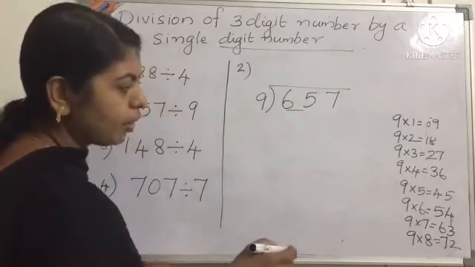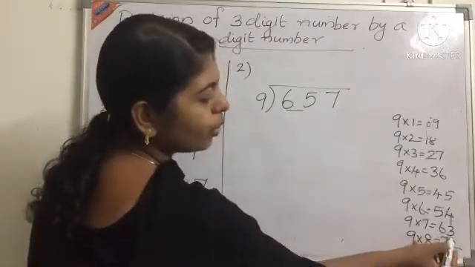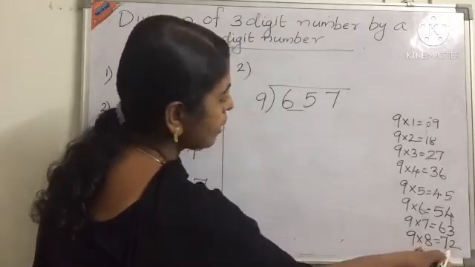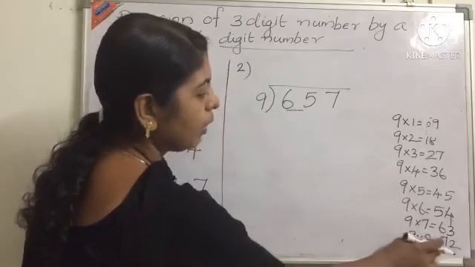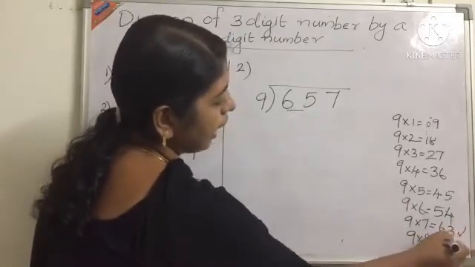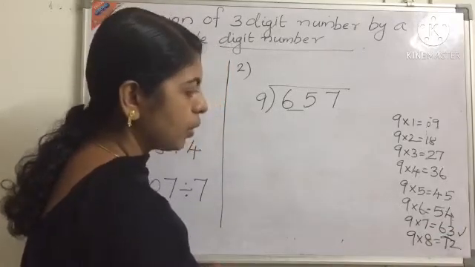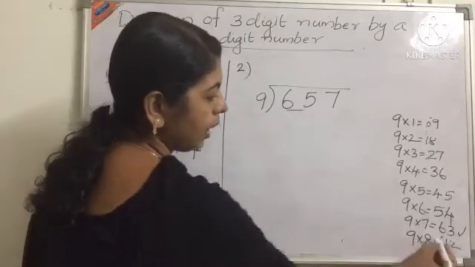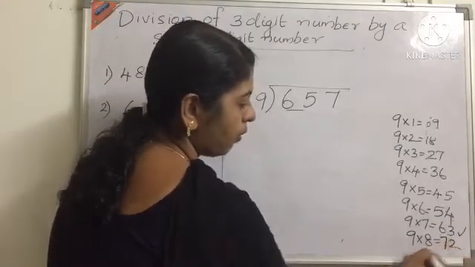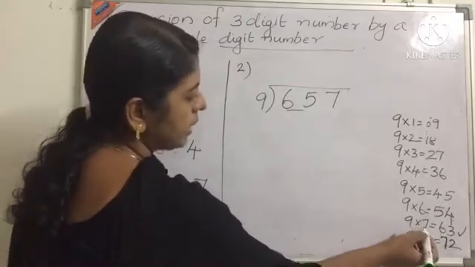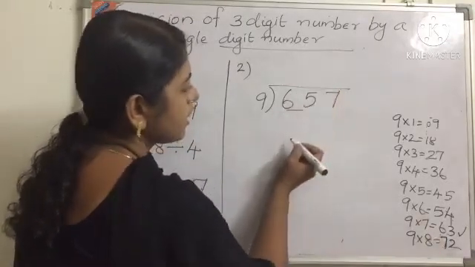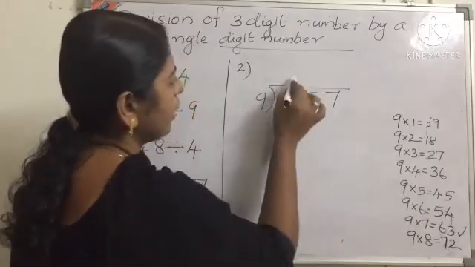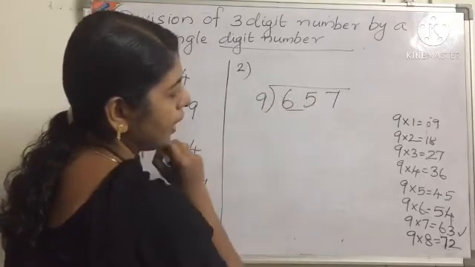In the multiplication table of 9, is 65 there? No. 63 is there, and after that 72. 72 is more than 65, so we don't want that value. Which one can we take? We take 63, because 65 is not there and the nearest smaller value is 63. So 9 sevens are 63, and the quotient is 7. Where do we write it? Above the 6 or above the 5?